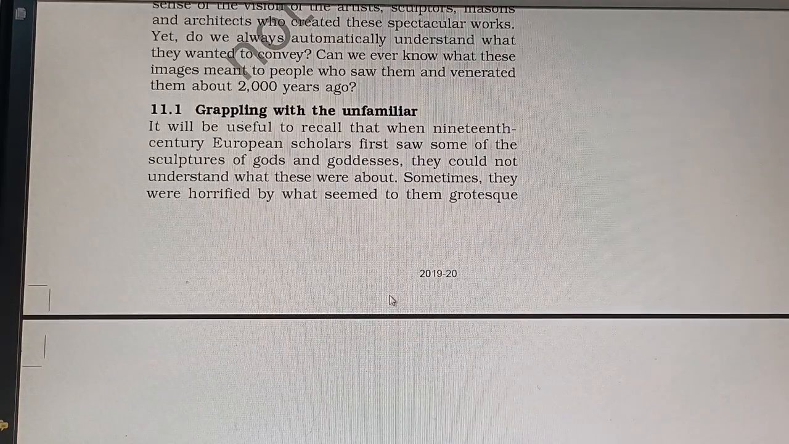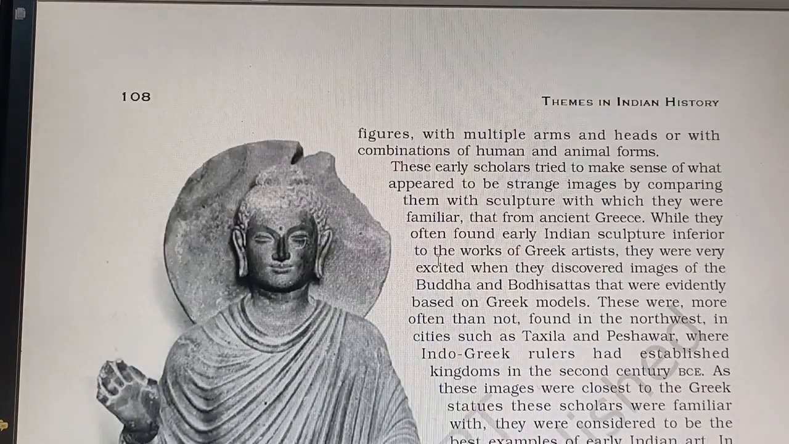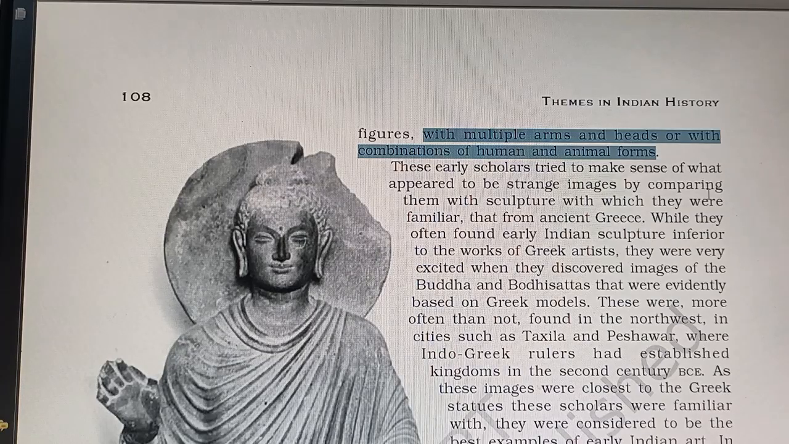So next we are going to see the different sculptures which were found in the temples and in the stupas, which historians started trying to understand. When the scholars first found these sculptures of gods and goddesses, they could not understand what these were or why they were built. Some sculptures horrified them, because they saw figures with multiple arms, heads, and a combination of human and animal form, so they could not understand.